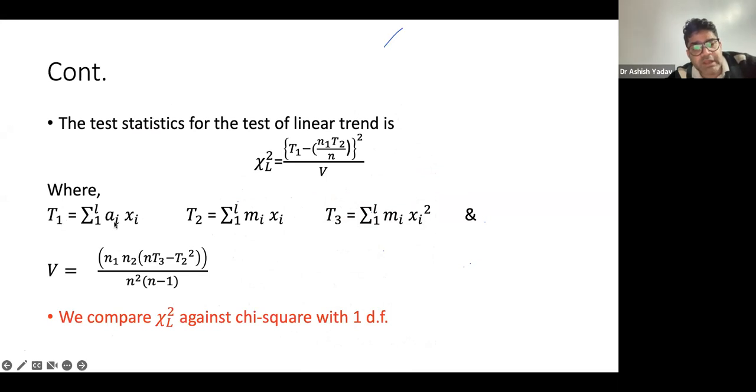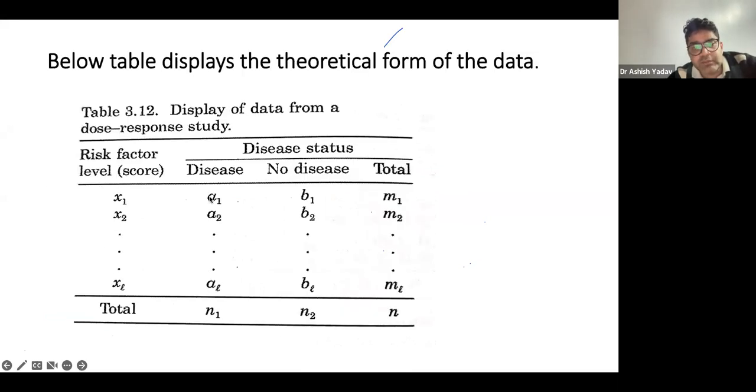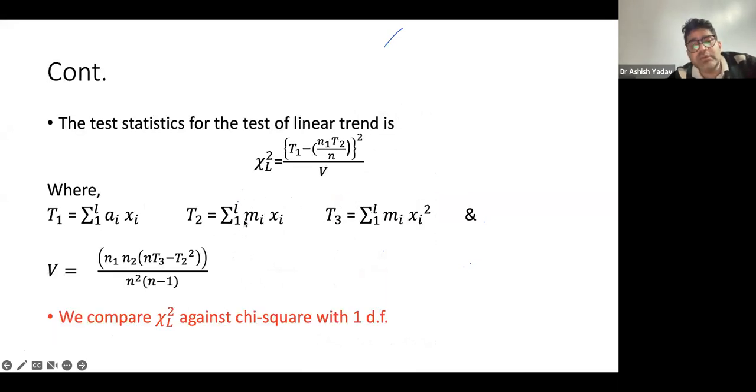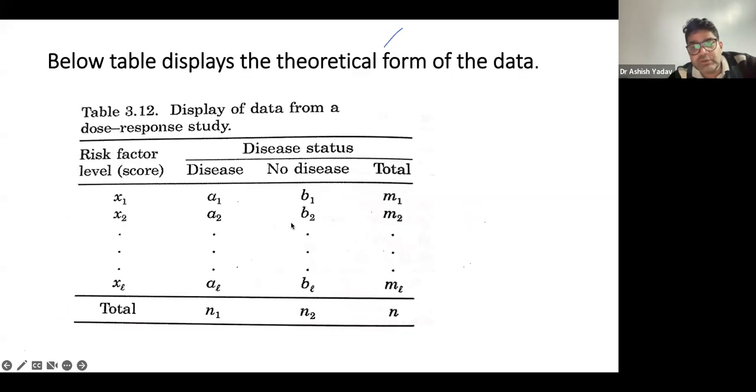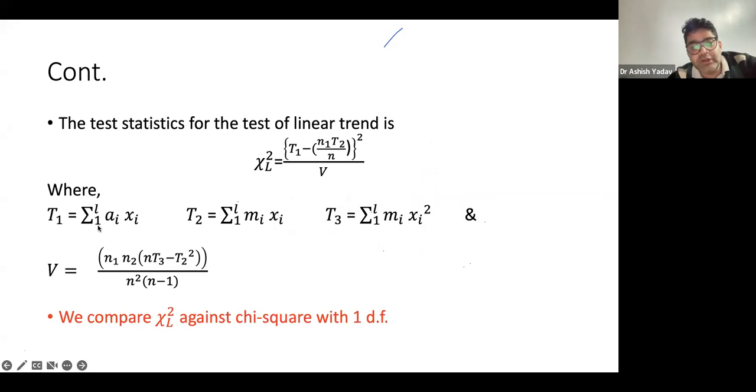T1 is the sum of AI into XI. So you would be calculating AI into XI: X1, A1, X2, A2, till the third one. Similarly, you are going to calculate T2. T2 is equal to the sum of MI into XI: X1, M1, X2, M2. Like that, you would be calculating T1, T2, and T3. T3 is nothing but the sum of XI square. And then we would be calculating the V statistic.